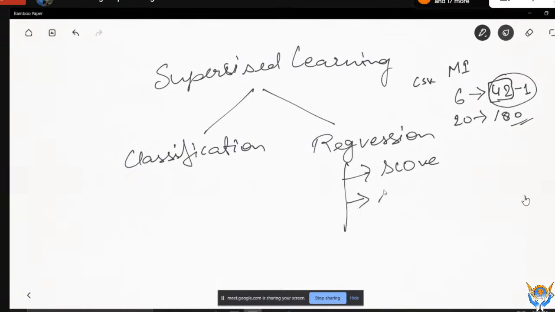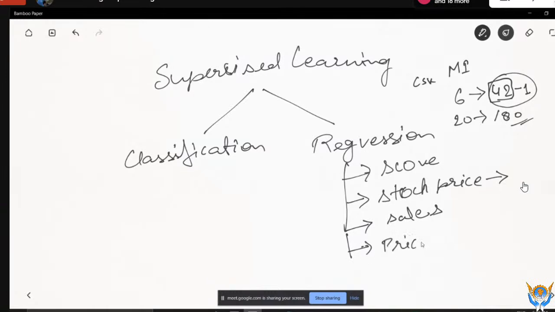Then the same you can see in stock price prediction. In stock price prediction, you have to predict some price. So price is also continuous data, price is also a number. So in this place also you have to predict some numbers, so this is also a regression problem. Then you can say sales prediction. If you want to predict some sales, or if you want to predict the price of a house, that also comes under the regression problem.